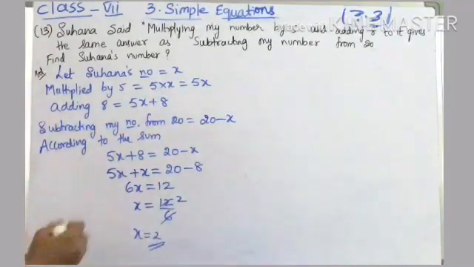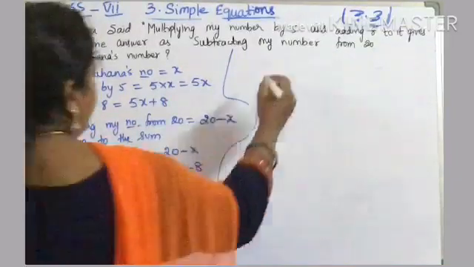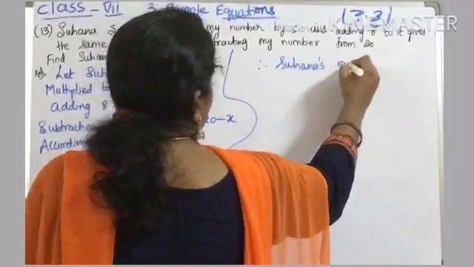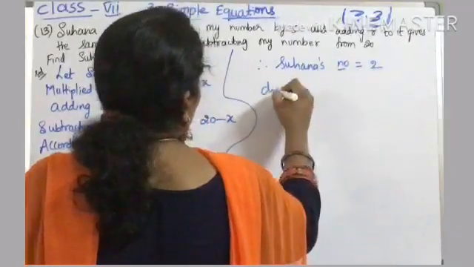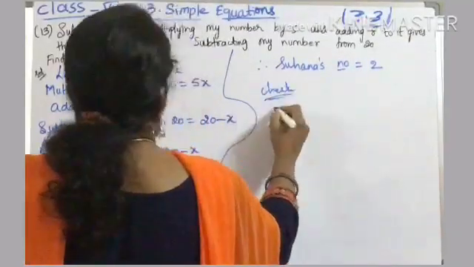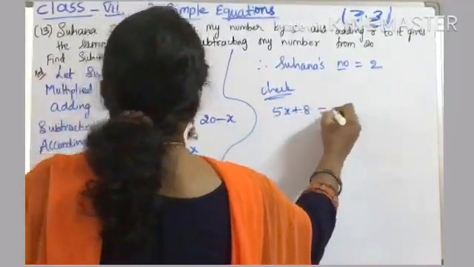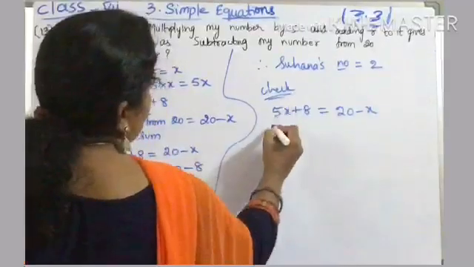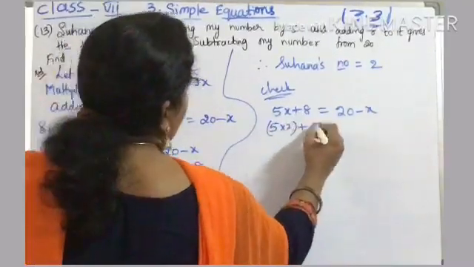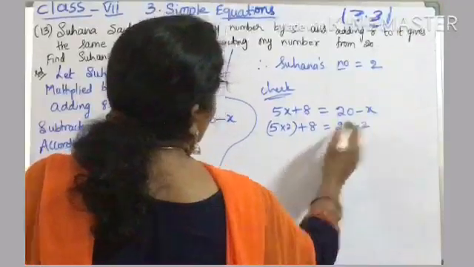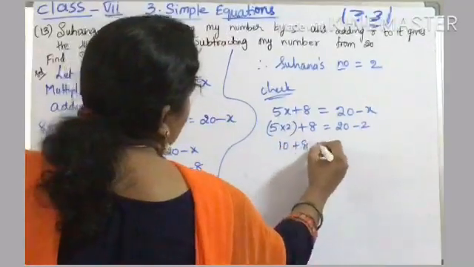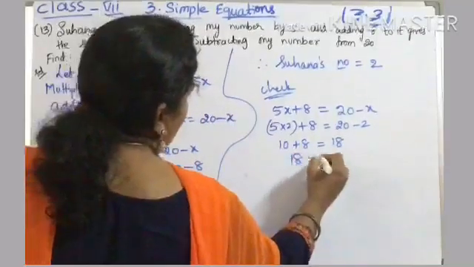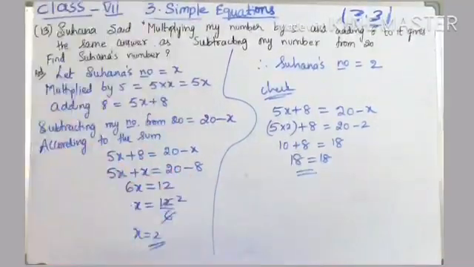Right? And therefore Suhana's number is nothing but 2. Now we are going to check. Check means, are you getting 5x plus 8 equal to 20 minus x? Here x is 2. So 5 into 2 plus 8 equal to 20 minus 2. 5 twos are 10. 10 plus 8 equal to 20 minus 2, which is how much? 18. 10 plus 8 is how much? 18. 18 equal to 18. Yes, you got the same.